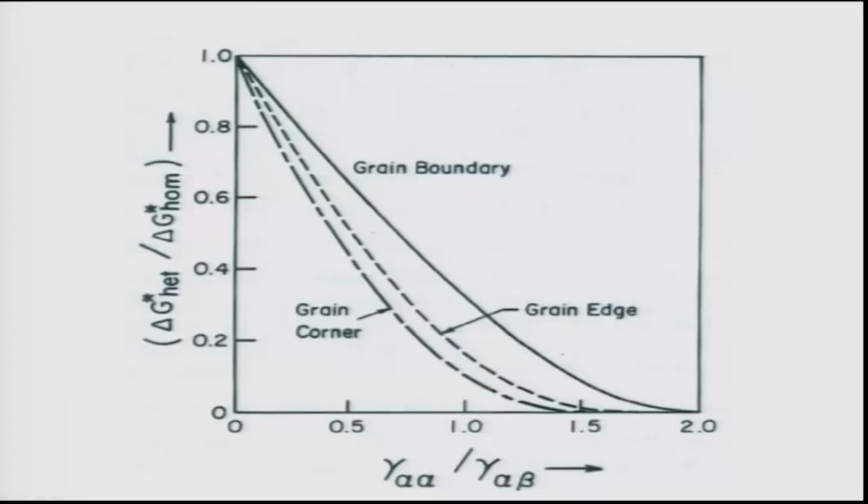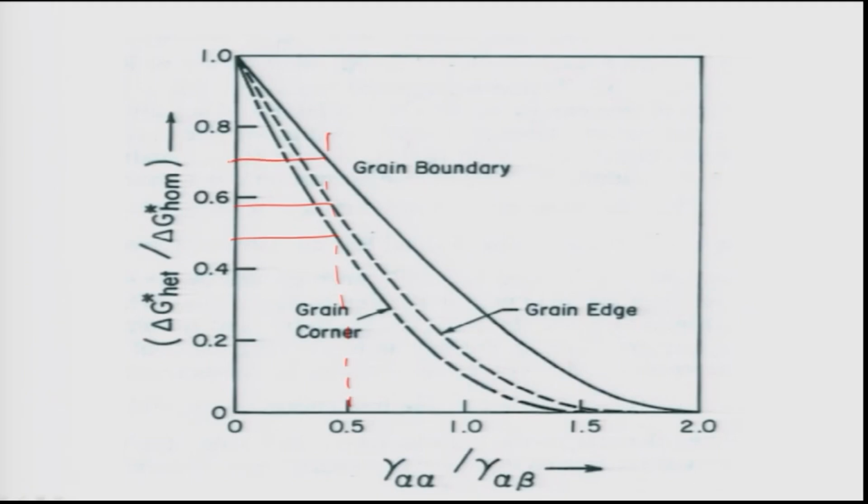aspects. Remember, this is nothing but gamma alpha alpha by gamma alpha beta. So that means when the ratio of gamma alpha alpha to gamma alpha beta becomes 1.5, both the grain edge and grain corner nucleation is similar. But as you decrease these values, when it becomes 0.5, the values are much more widely different. So smaller the ratio of gamma alpha alpha by gamma alpha beta.